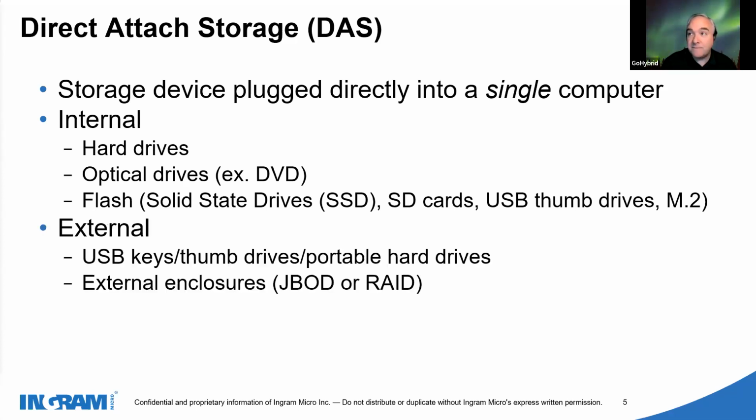External examples of direct attached storage are things like USB keys, thumb drives, and portable hard drives. In the enterprise world, there are external enclosures, sometimes referred to as JBODs, just a bunch of disks, which are drive shelves that can hold additional drives that are tied back to one particular server that owns all of that storage. A lot of times those are connected to RAID controllers. So instead of just being a bunch of disks, you can perform RAID on the drives on those external storage systems as well.